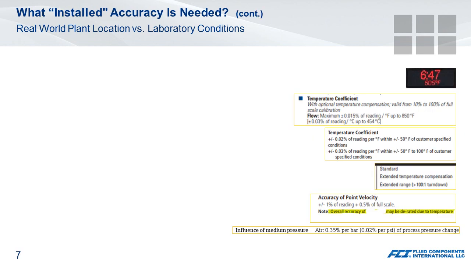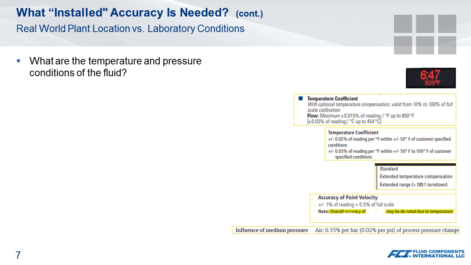Another consideration in the installed accuracy, and I should have probably made this a separate category in the essentials, is the temperature and the pressure conditions of the fluid in the application. In your specifications, you not only want to include the normal conditions, but what are the minimum and maximum temperatures and pressures the meter is going to see. A couple of reasons for that.